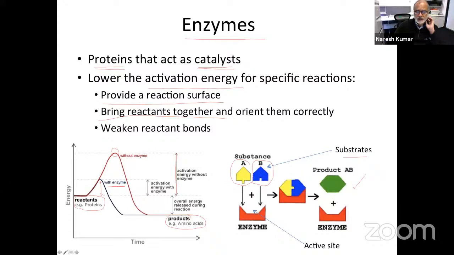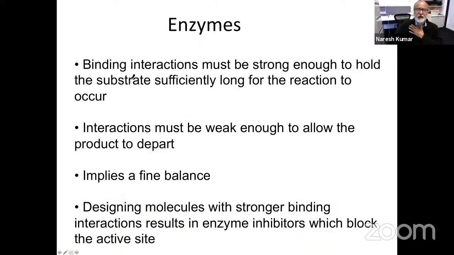That's their function. Just some criteria about binding interactions: it must be strong enough to hold the substrate long enough for the reaction to occur, because it has to be there for a certain time before the reaction can take place. And the interaction between the substrate or the reactant and the enzyme should be weak so that the product can depart. And it implies a fine balance. There's a fine balance in the enzyme reaction between the reactants and the product. And if you design a molecule with a stronger binding interaction, it will result in enzyme inhibition, which will block the active site.